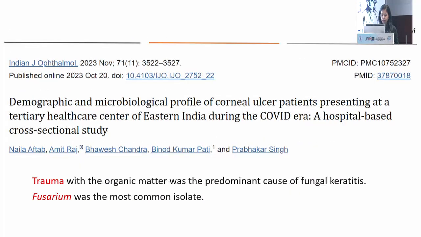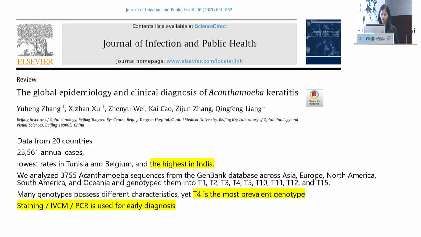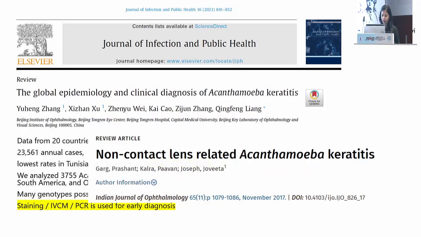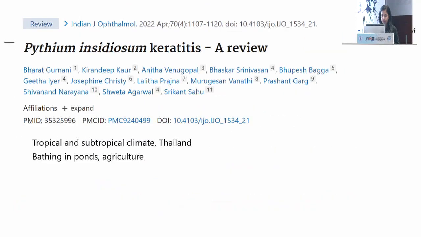Considering this article by Aftab et al., it shows how trauma with vegetative matter is the most common cause of fungal keratitis in our country, and fusarium was a common isolate when the study was conducted in eastern India. This is an article demonstrating that the incidence of acanthamoeba is highest in India, considering the global epidemiology. In other parts of the world, acanthamoeba cases are more contact lens related. In our country, it is non-contact related acanthamoeba which has higher prevalence.